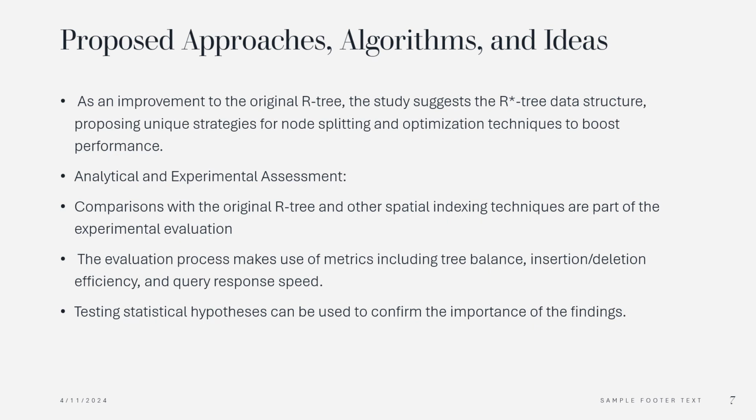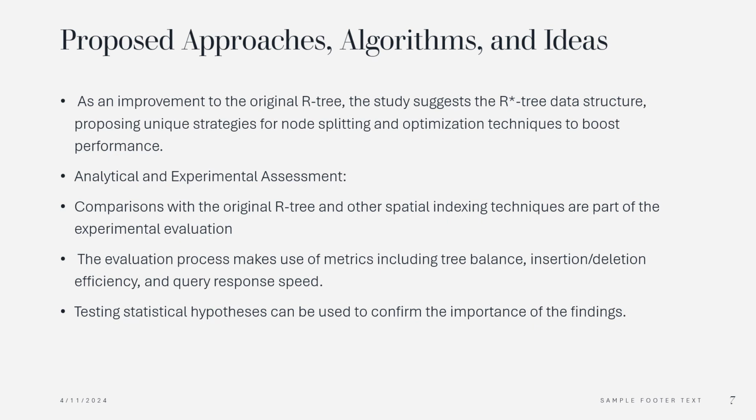Like what are the approaches that I followed, what are the algorithms, and what is the main idea. As an improvement, there is already the R-tree where the spatial indexing is there. The study suggests a tree data structure, proposing unique strategies for node splitting and optimization techniques to boost performance. In order to increase the efficiency or performance level, we follow unique strategies for node splitting and also for optimization. This is the proposed approach.